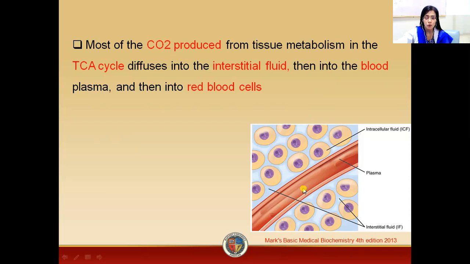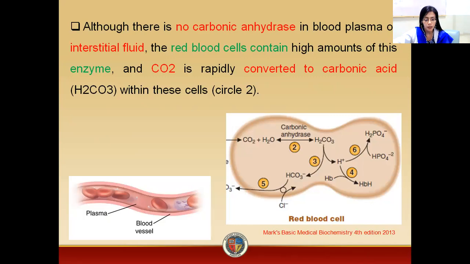So this carbon dioxide is moving from the cell to the interstitial fluid, then within the plasma or within red blood cells. Ultimately, this carbon dioxide associates itself with the red blood cells. Now, as we know, there is no carbonic anhydrase, which is an enzyme, present in the plasma or the interstitial fluid. This carbonic anhydrase is present in the red blood cell. This diagram is representing a red blood cell.